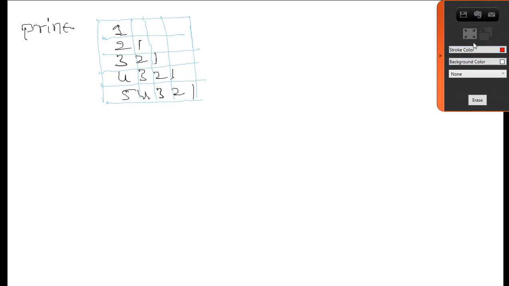Now are these in row order or column order? Okay, that is what we have to understand now. See, you are going to get like this: 1, 2 1, 3 2 1, 4 3 2 1, 5 4 3 2 1, right? How? Let us see. First of all, prepare the logic.